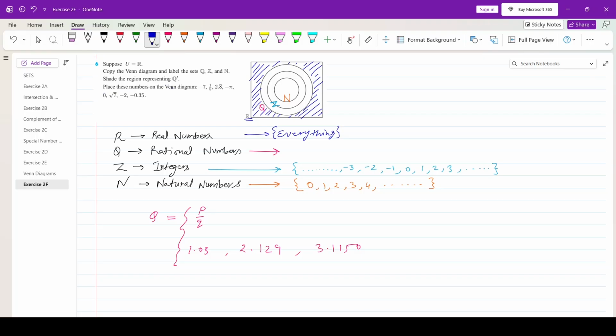Place these numbers on the Venn diagram. So 7 is a natural number. It is also an integer. It can also be represented as a rational number. 1 by 5, we know this is not a natural number. This is not an integer. So 1 by 5 will come inside this circle. 2.8 bar, that will also come inside this circle.